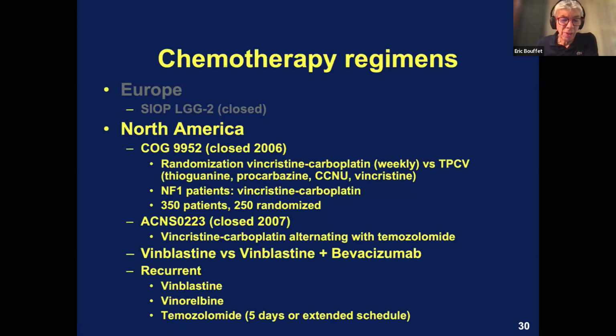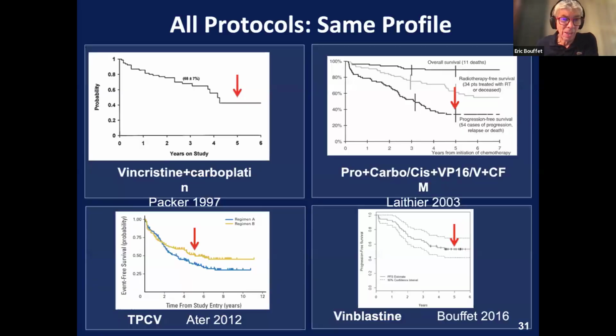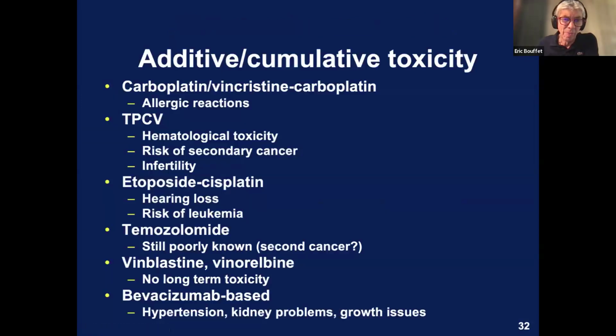I speak about chemotherapy here. But all the chemotherapy studies have pretty much the same profile. You can see that it works, and then the situation worsens over time, and you have a plateau at around 40% at 5 years. So all the chemo are doing pretty much the same. So in this context, you really need to look at other things.